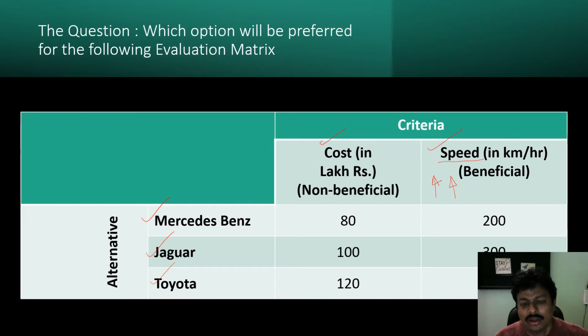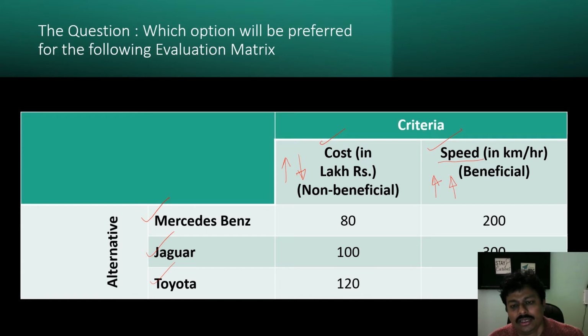However, if the cost of the car is more, my preference for that car will decrease. Because the more the cost, the less the preference for that alternative. If I can get a car for 80 lakh rupees, I will not buy a car for 100 lakh rupees. That is the common human psychology.